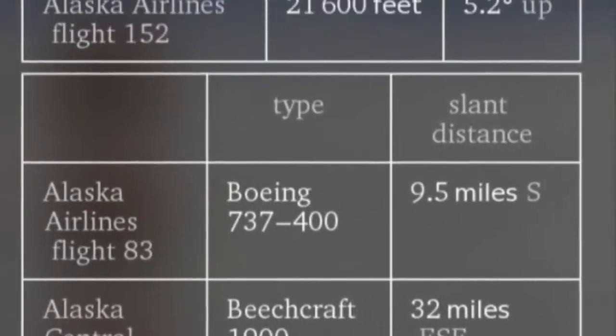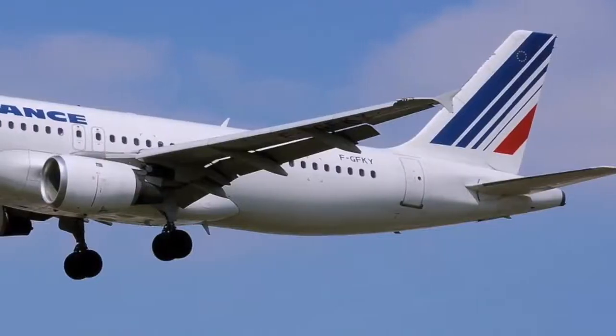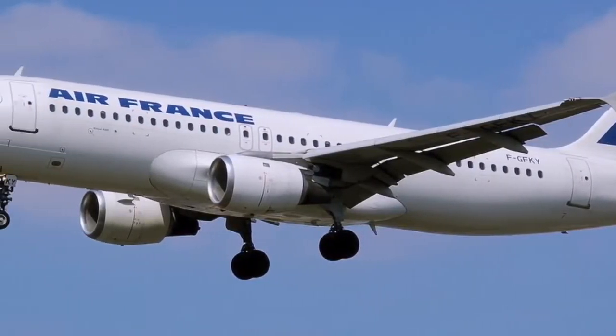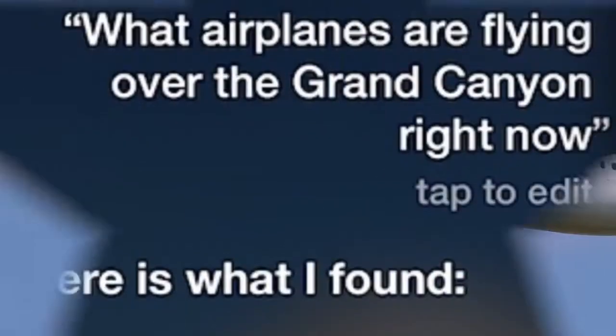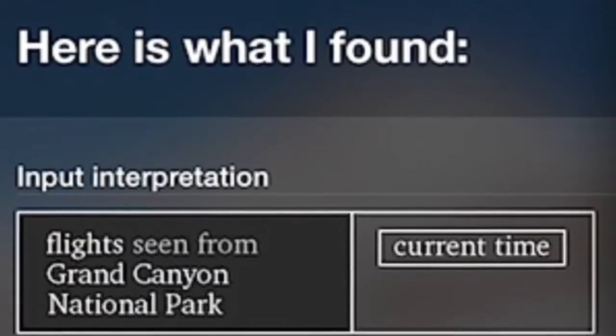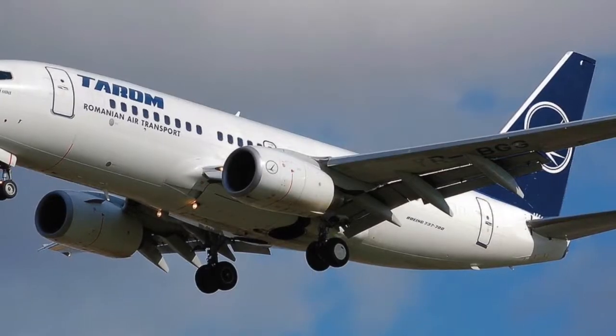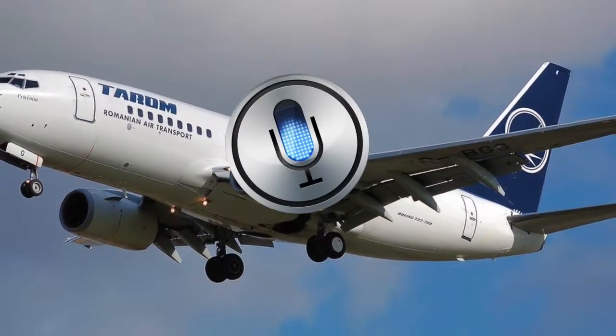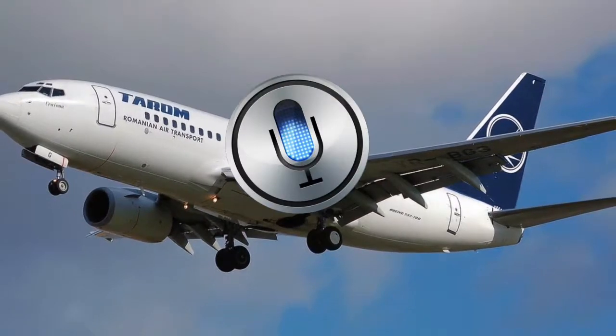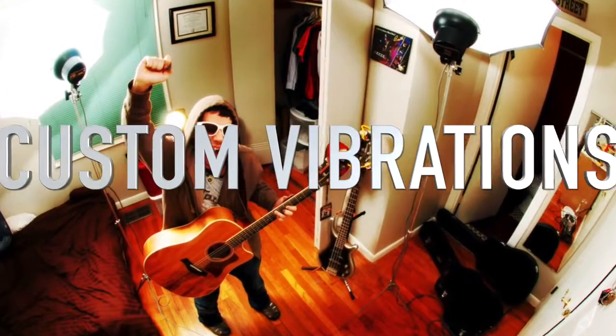I don't know why you'd want to know that stuff, but this is pretty cool because you can see what planes are on top of you right now. And it doesn't just have to be where you are, you can say a specific location or a landmark, like in this example the Grand Canyon, and it'll tell you what planes are over the Grand Canyon right now. So this isn't as useful as some of the other ones on this list, but it is pretty cool and interesting. Coming up next we have custom vibrations.